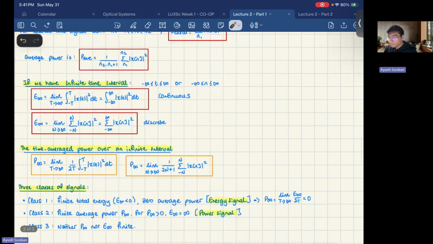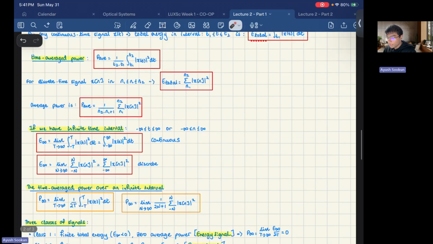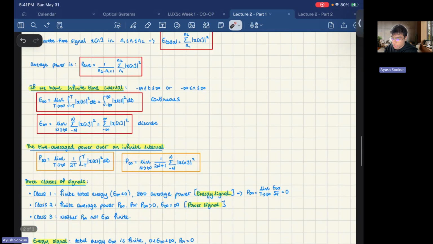Now, if we have an infinite time interval, let's say you have an interval that goes from negative infinity to infinity for the continuous time domain, and negative infinity to infinity for the discrete time domain. So your energy, instead of calling it E total, we're going to call it E infinity, for both continuous and discrete.